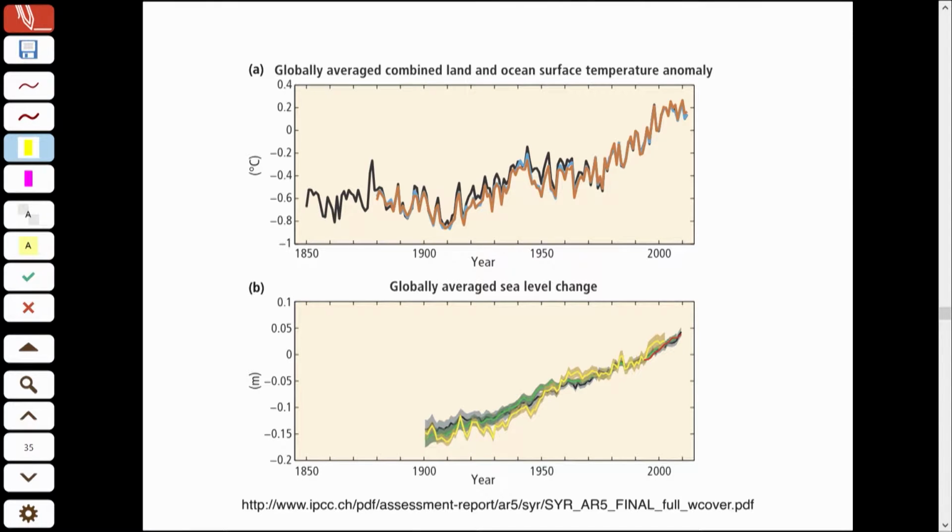If you look at the changes that have happened in the last 150 years in terms of temperature change, it has gone up from minus 0.6 to about 0.2. So, it is about 0.8 degrees centigrade over the last 100 years, over the last 150 years. But a worrying trend is that over the last 50 years it has been rising at a fairly large rate, and sea level change in the last century has been from minus 0.15 to about 0.05. So, that is about 20 centimeters it has risen.